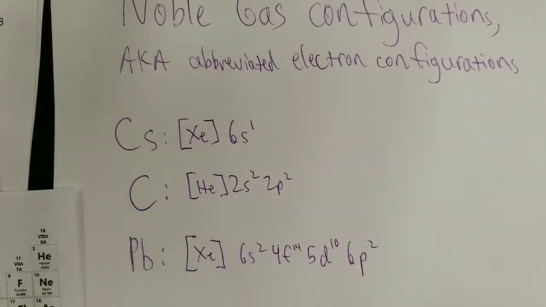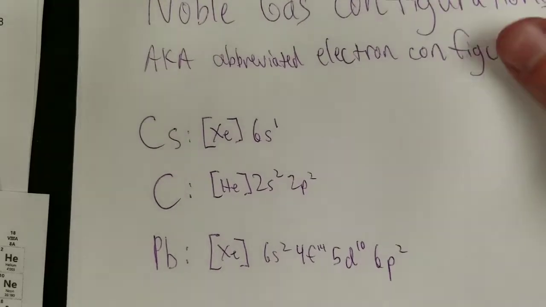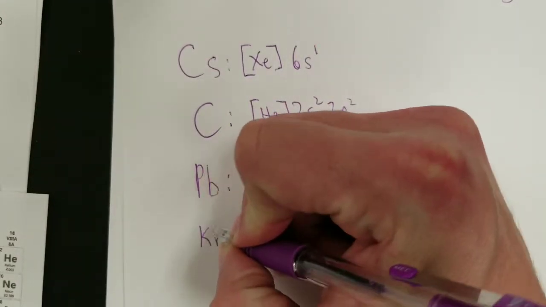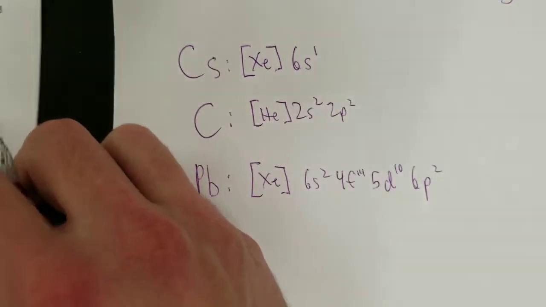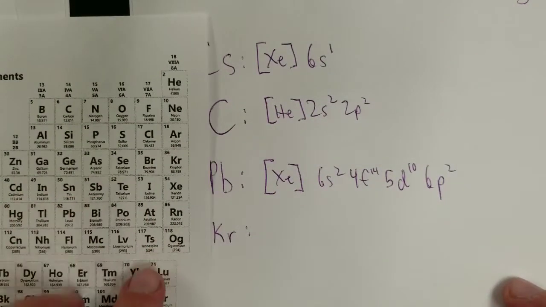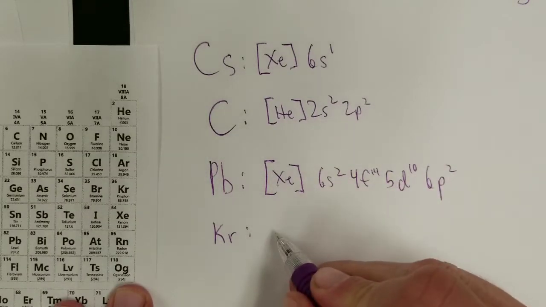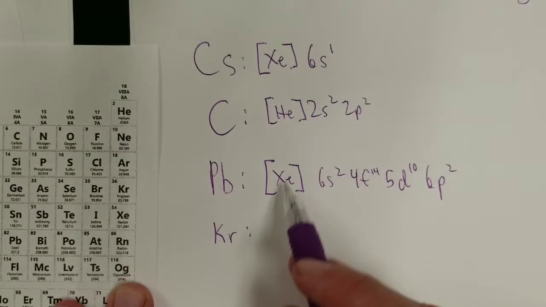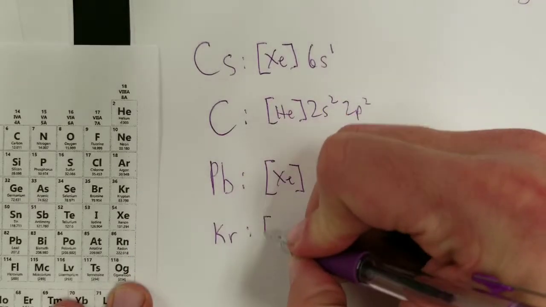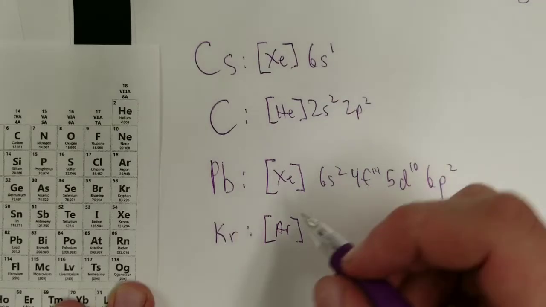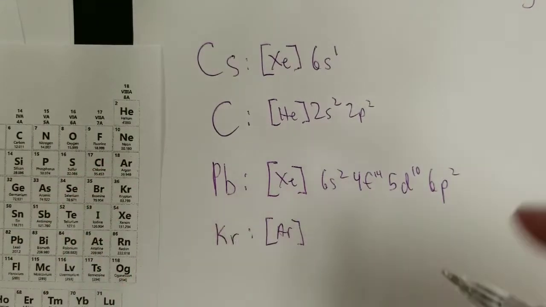Now, what if I get a little tricky and ask for a noble gas configuration for a noble gas? Let's do Kr. That's krypton. Nope, sorry, you don't get to just put krypton in brackets and call it good. You have to follow the same rules. Previous noble gas, that's argon. We see the previous noble gas for krypton is argon. And then what came after argon?